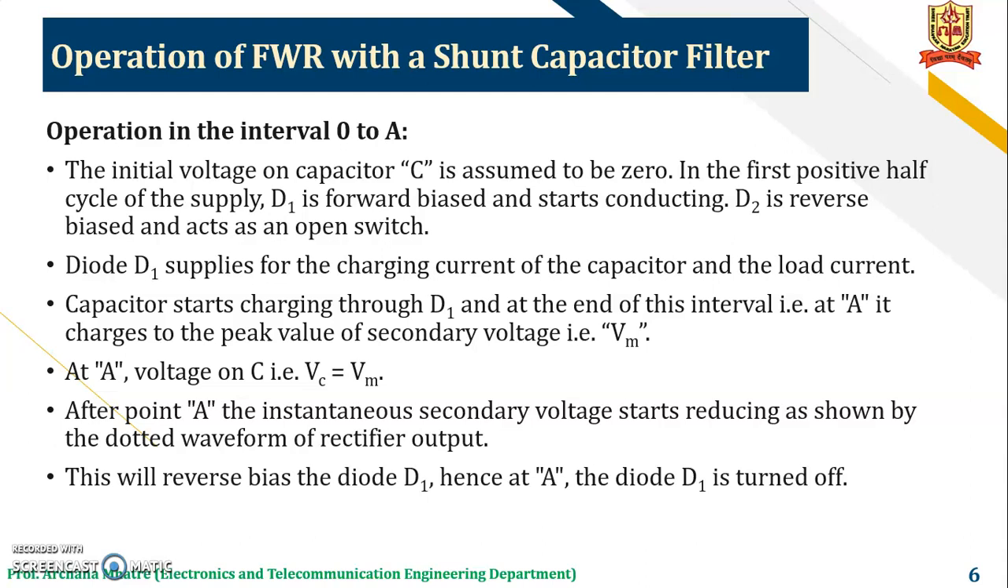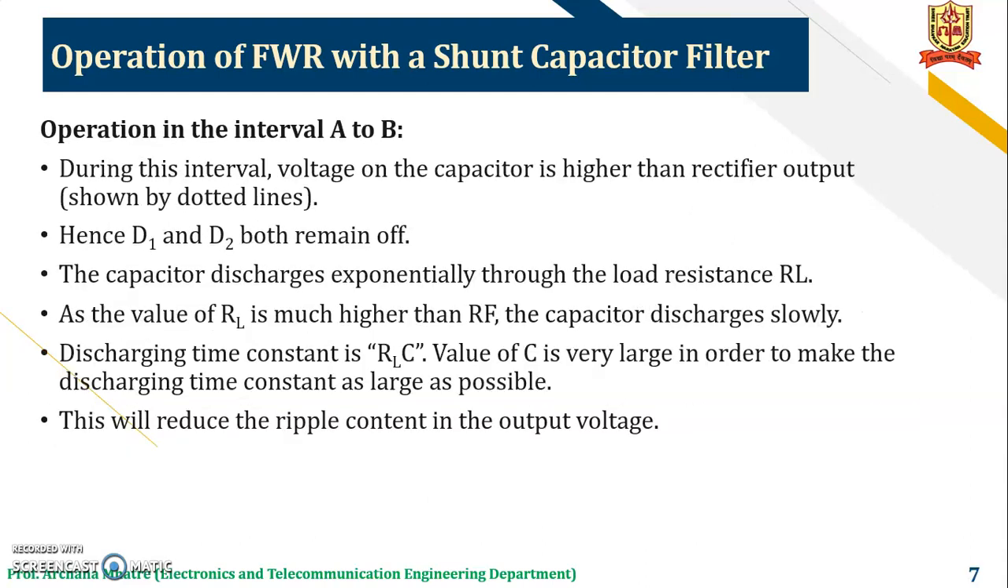After the point A, the instantaneous secondary voltage starts reducing as shown by the dotted waveform of rectifier output. This will reverse bias the diode D1. Hence, at A, the diode D1 is turned off. Now next, operation in the interval of A to B. During this interval, voltage on the capacitor is higher than the rectifier output as shown by dotted lines. Hence, D1 and D2 both remain off.